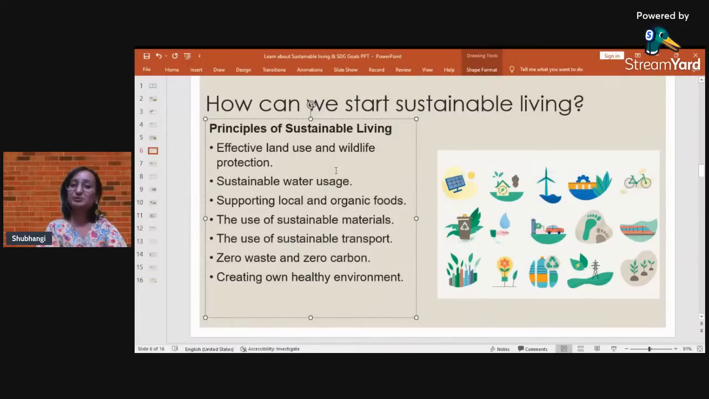Sustainable water usage, supporting local and organic food. I always prefer local, made in India, or our own local products. When we are purchasing more local products, we are helping the people, and organic foods, we should always encourage organic foods. The use of sustainable material, the use of sustainable transport, zero waste and zero carbon, creating your own healthy environment. This is also very important.